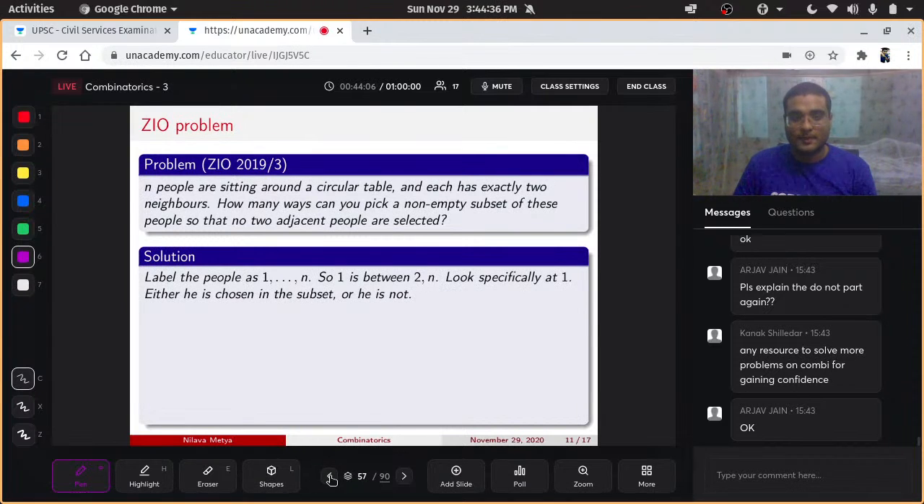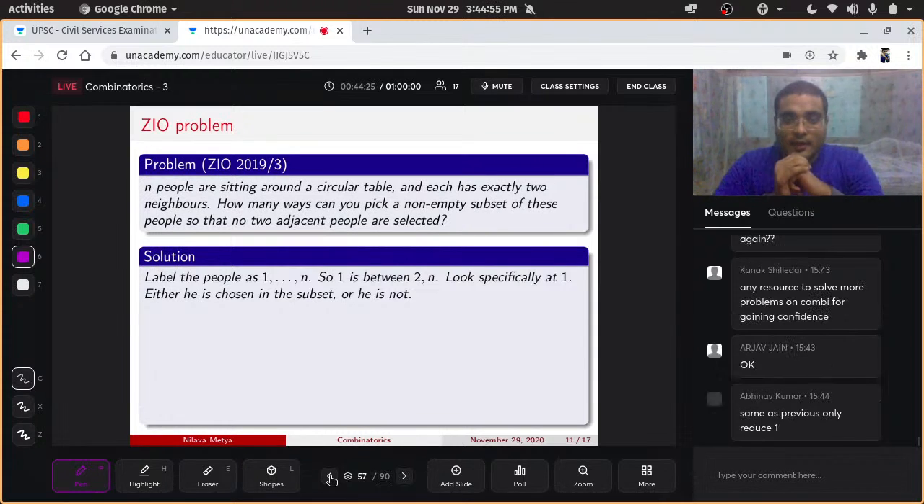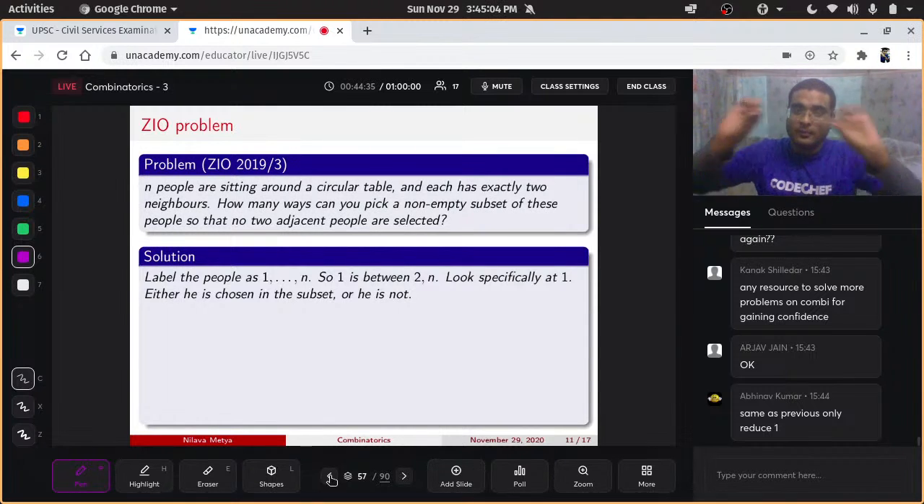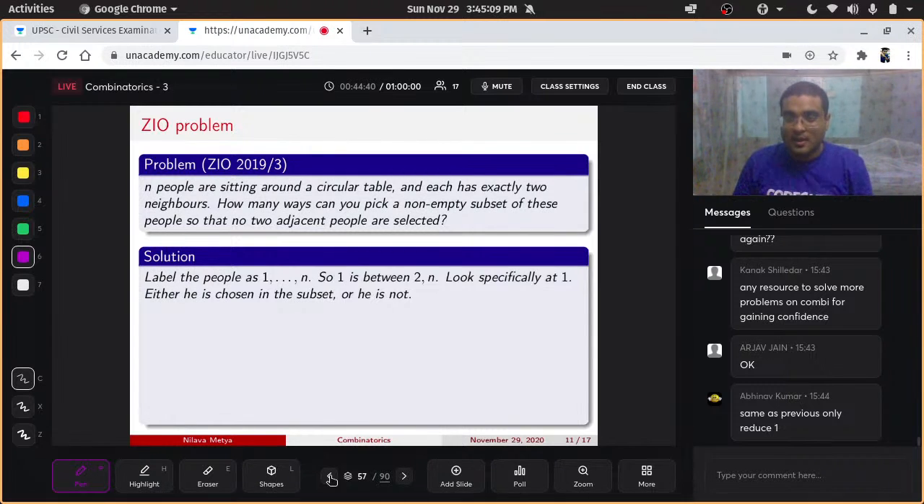The solution is pretty simple because you label the people 1 through n. So you have 1 and then 2 and then dot dot dot, n minus 1 and then n, and beside n is 1. So 1 is sitting between n and 2. It is quite similar, but the thing is that when you remove one person, it breaks into a line, like it breaks into a single chain.